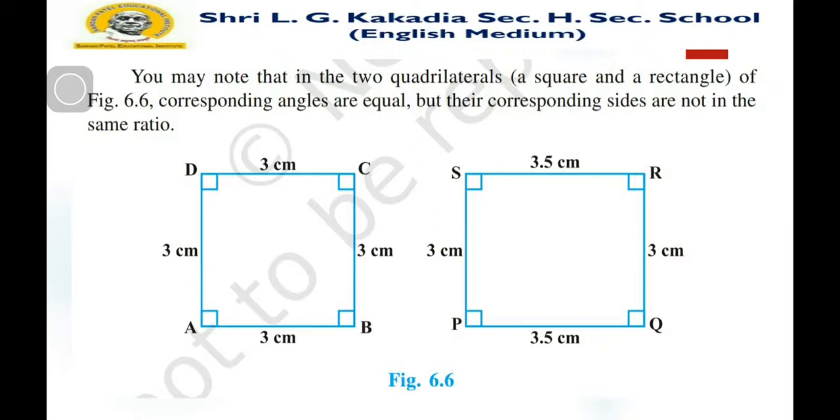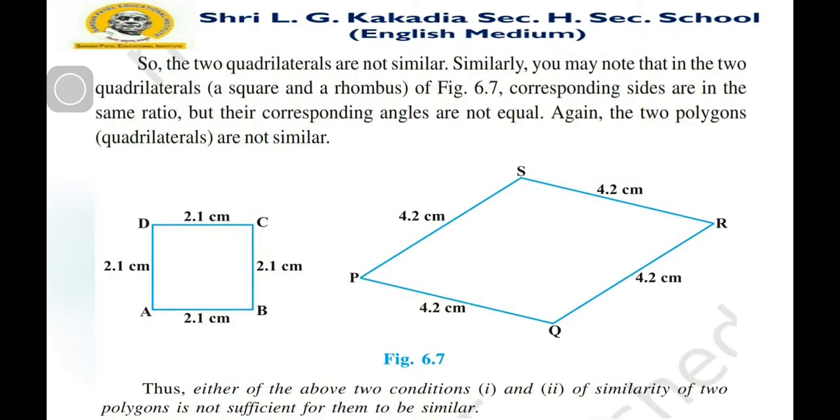So two conditions must be satisfied. The first is that all the angles are equal, and the second is that the corresponding sides are in the same ratio. Then we can say that both the figures are similar. As you can see, here the two quadrilaterals are not similar.